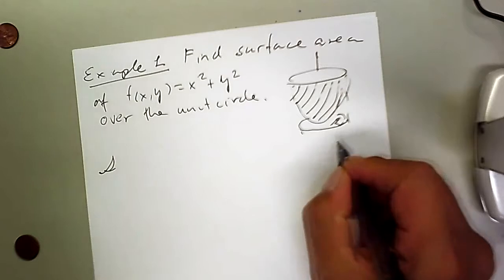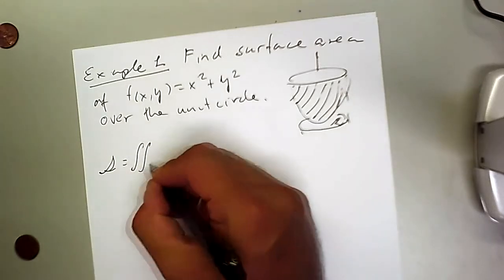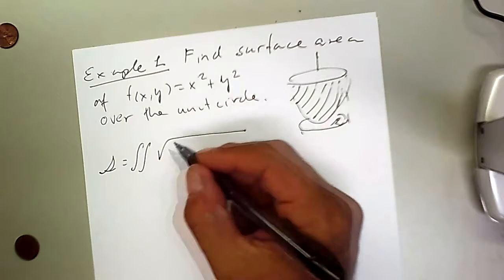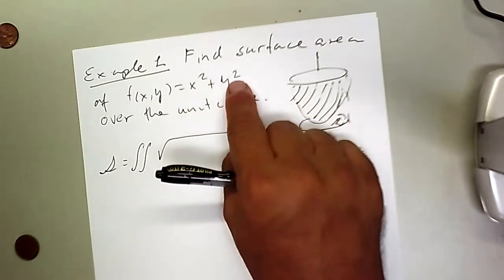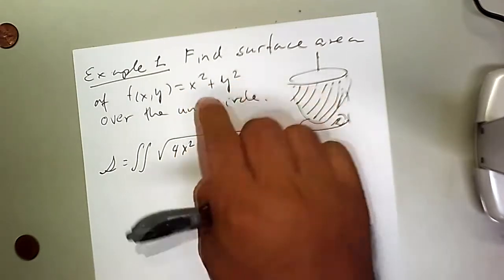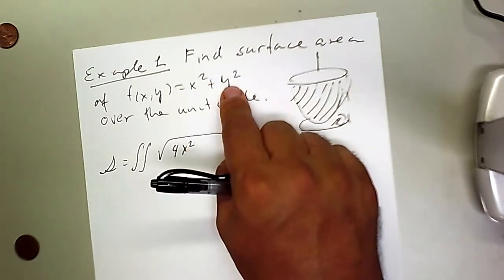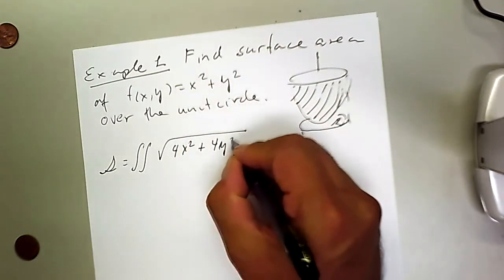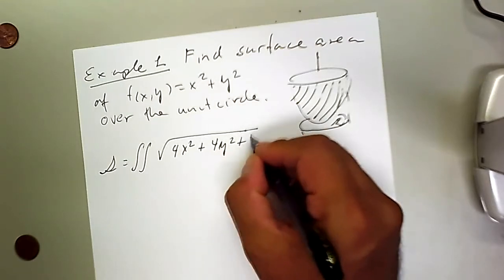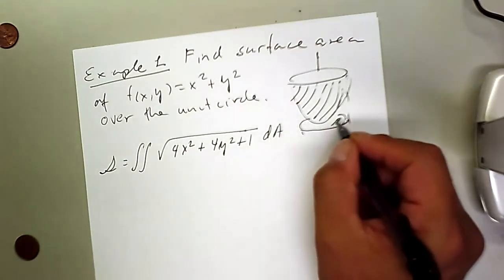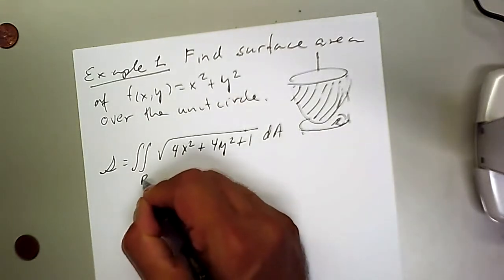It is the unit circle, will be the double integral of the derivative of this with respect to x, but then we're going to square. The derivative of that with respect to x is 2x, square that for x squared. The derivative of that with respect to y is 2y, square that for y squared, add 1 with respect to the area, which means in this case dx dy over the region.